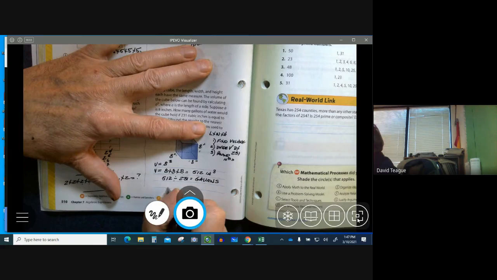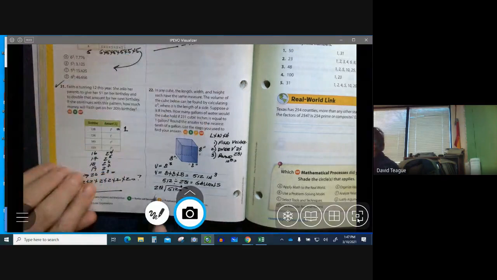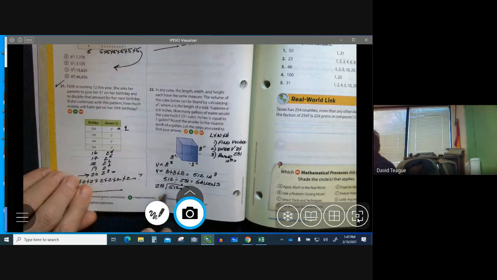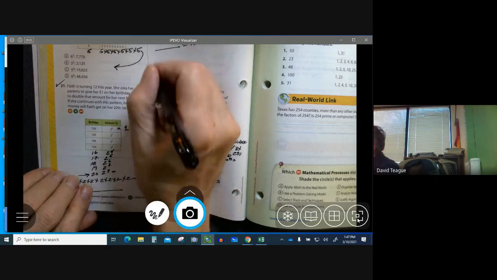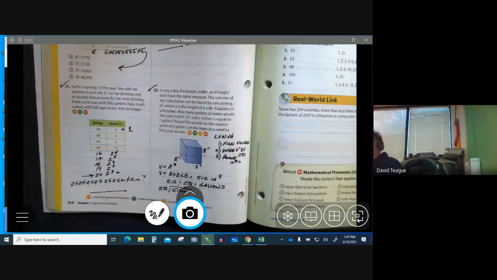Okay, so you're going to put 512 in the doghouse, divide by 231. Don't forget your decimal points right here. And this is your 10th place. So all you have to do is do your division problem, 231 into 512, and you'll get your answer. Okay, not too bad, right?